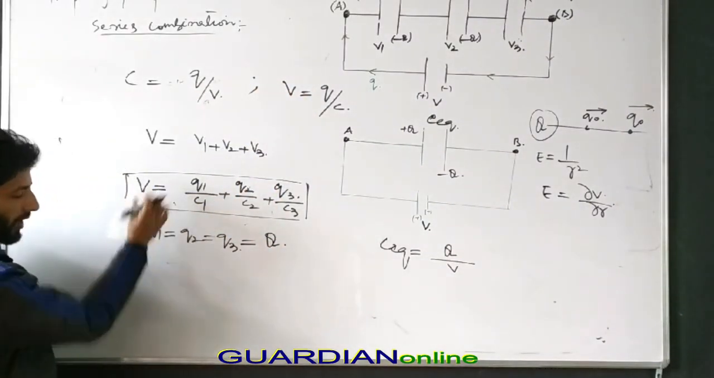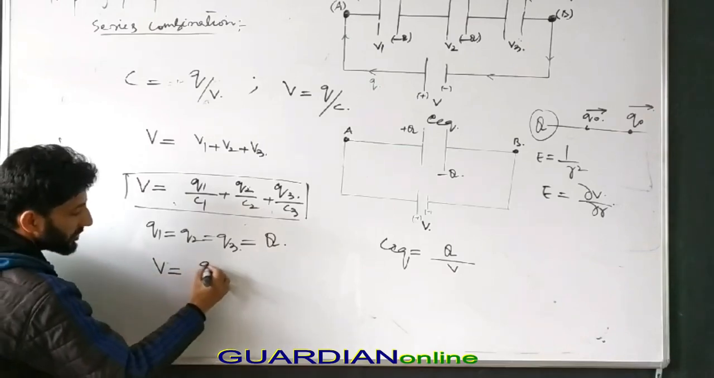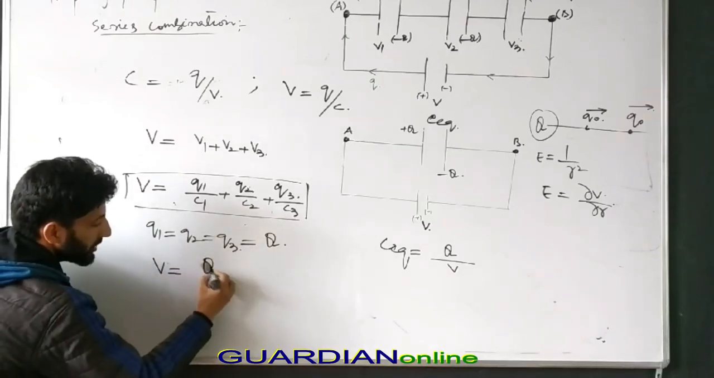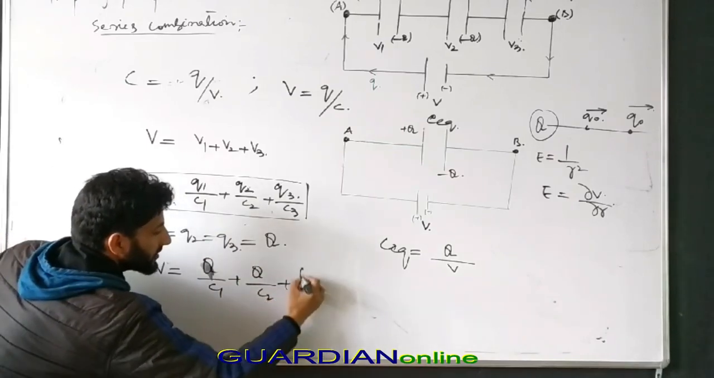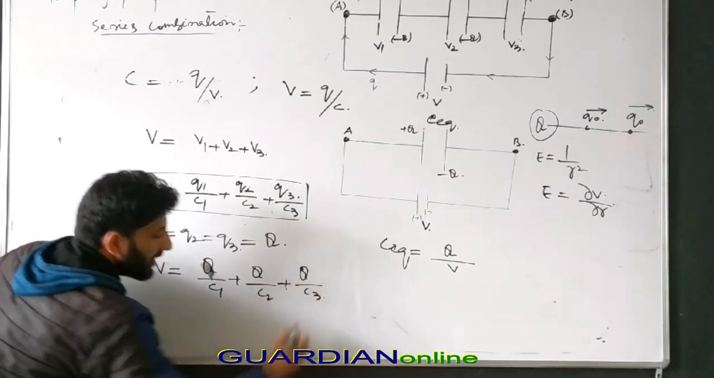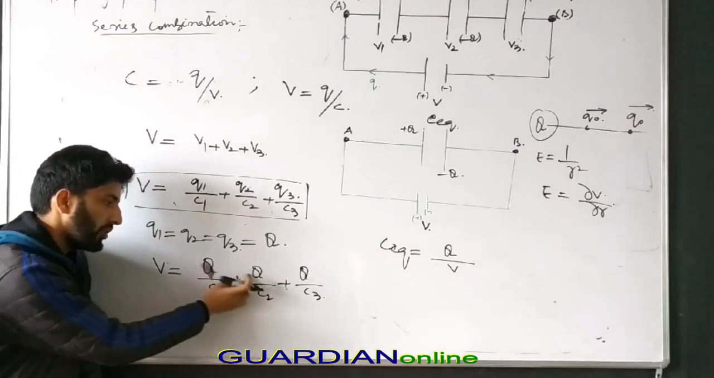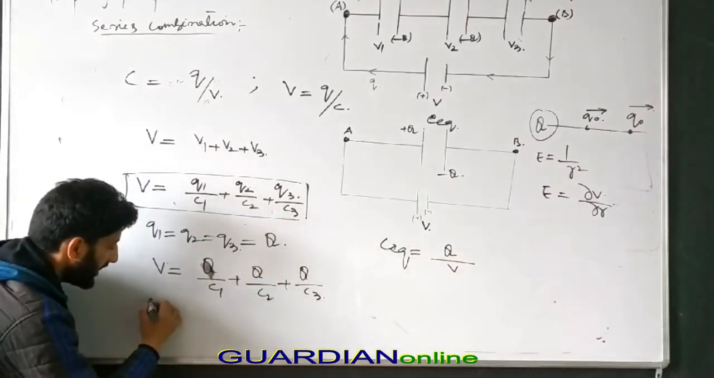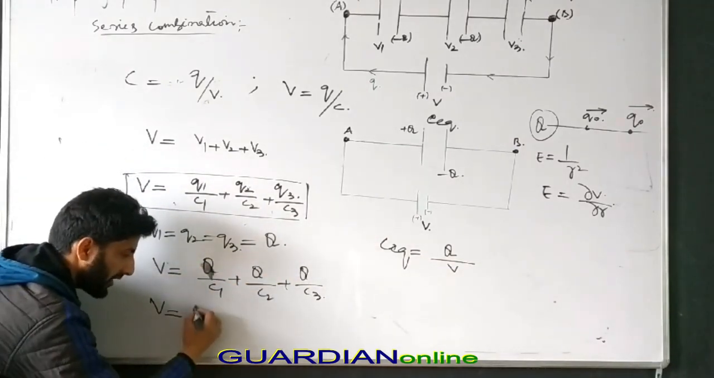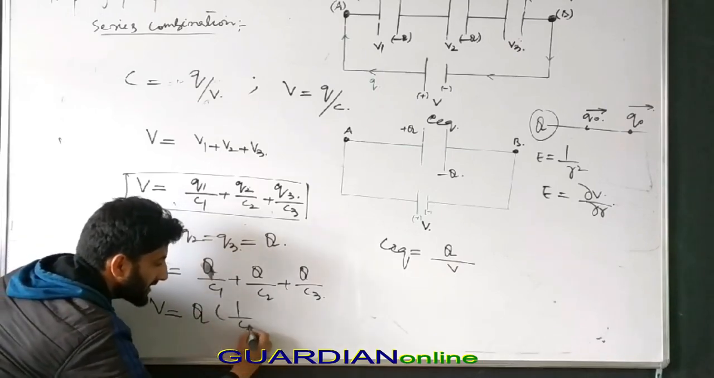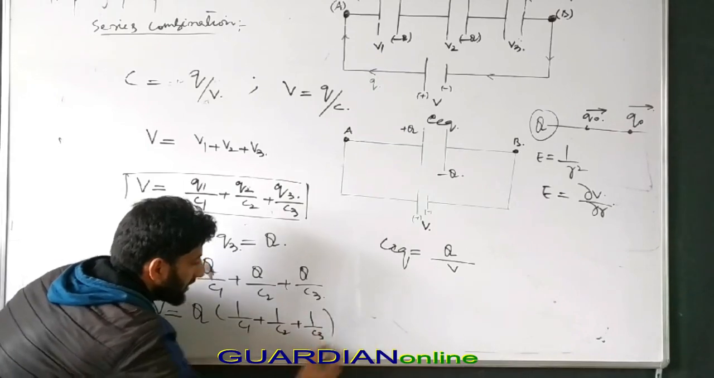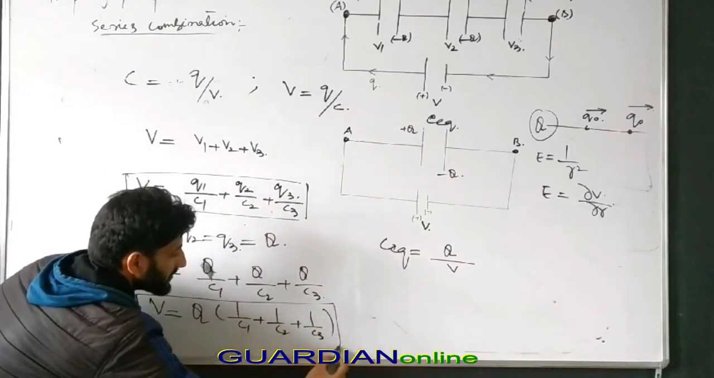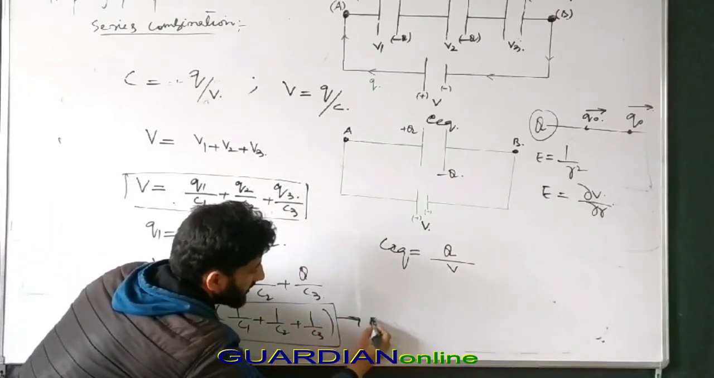So this equation gets modified. V is simply Q divided by C1 plus Q divided by C2 plus Q divided by C3. Now Q, Q, Q is common, so the total potential V is equal to Q times (1 by C1 plus 1 by C2 plus 1 by C3). Let us call this equation 1.